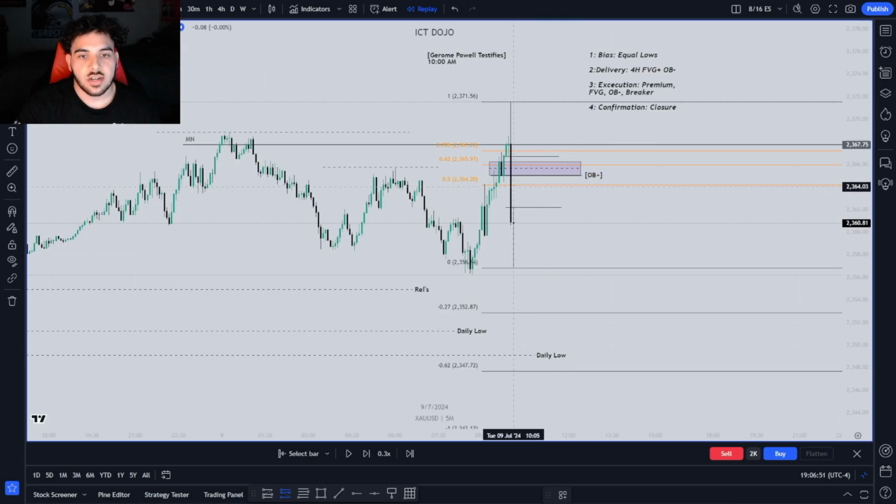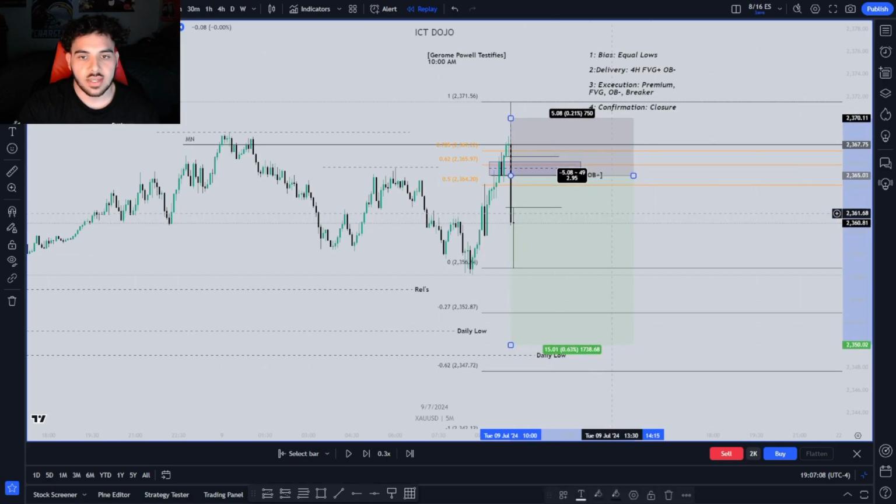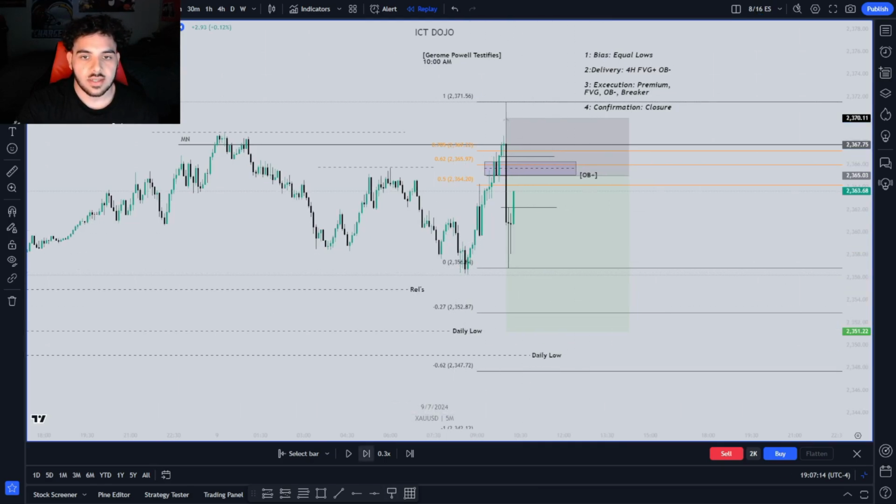Can we enter off this 0.5 premium area of the fair value gap? Yes, we can, but we're still not getting the best risk to reward. So let's see where else price can trade up to. So like I said, this order block and this breaker is what's really catching my eye. So we're just gonna let price trade up there.